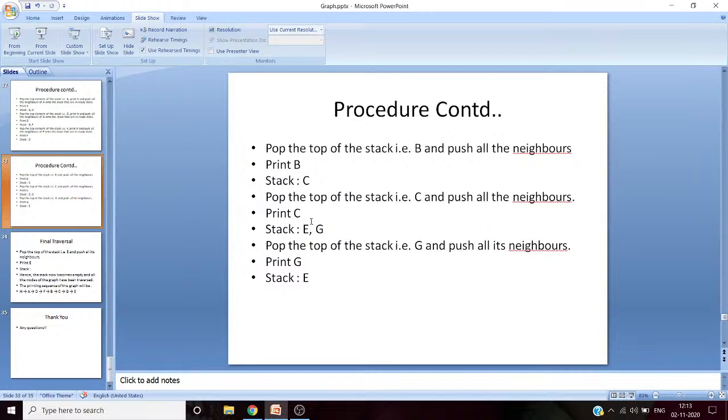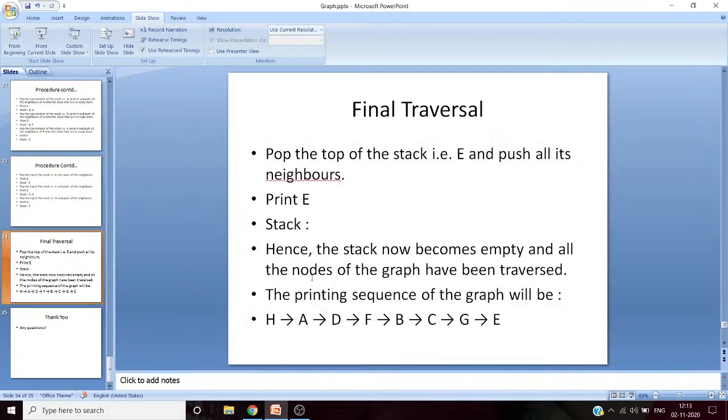C has neighbors E and G. We have checked in the adjacency list, and we have printed C here and pushed E and G in the stack. Now G doesn't have any new neighboring nodes which haven't been processed yet or printed yet. So that's why we are printing G. Next, the top of the stack is E. E also doesn't have any new neighbors, so we are printing E. So this is our printing sequence, and this is our final traversal.